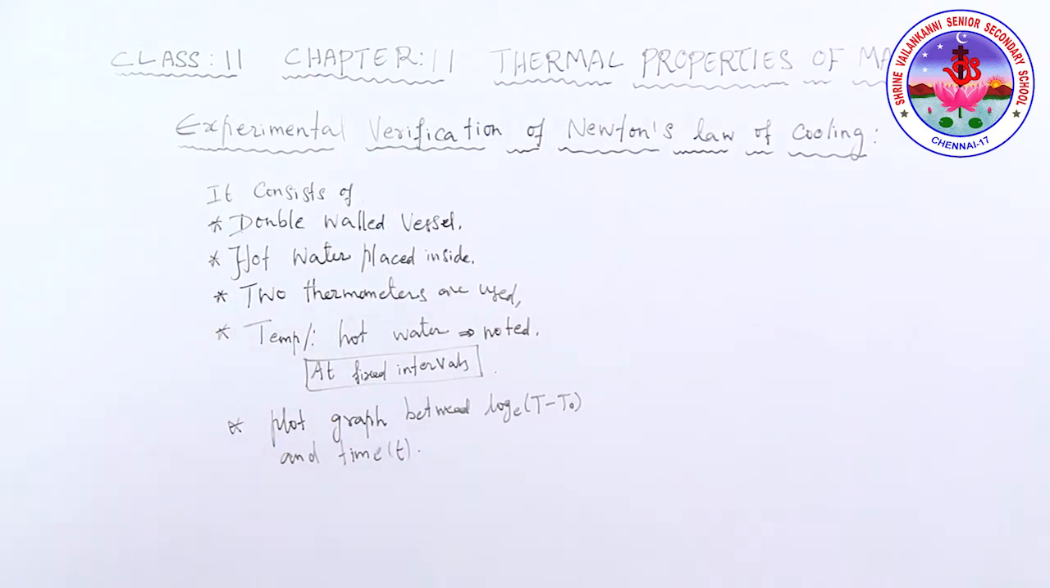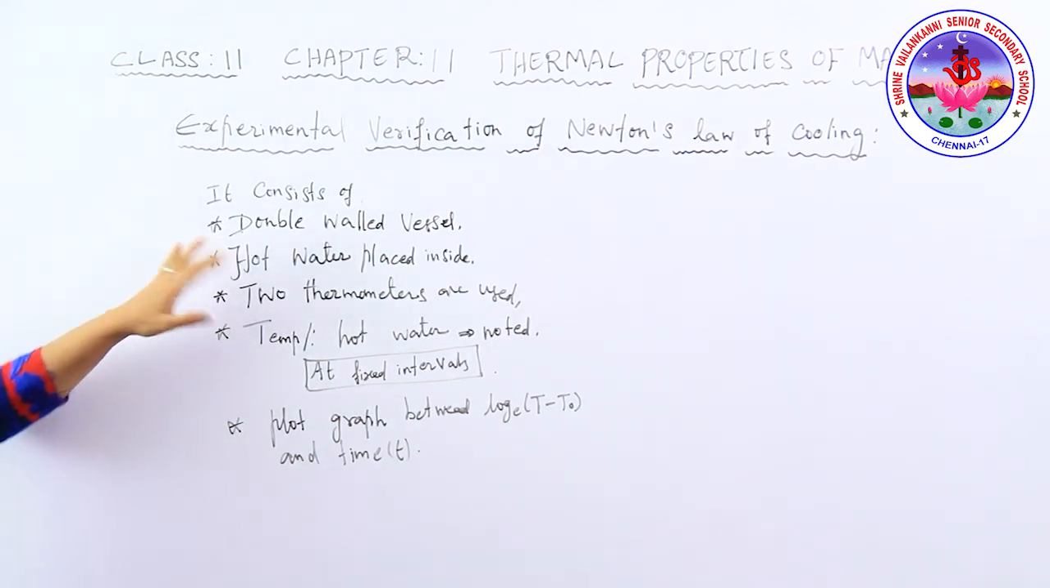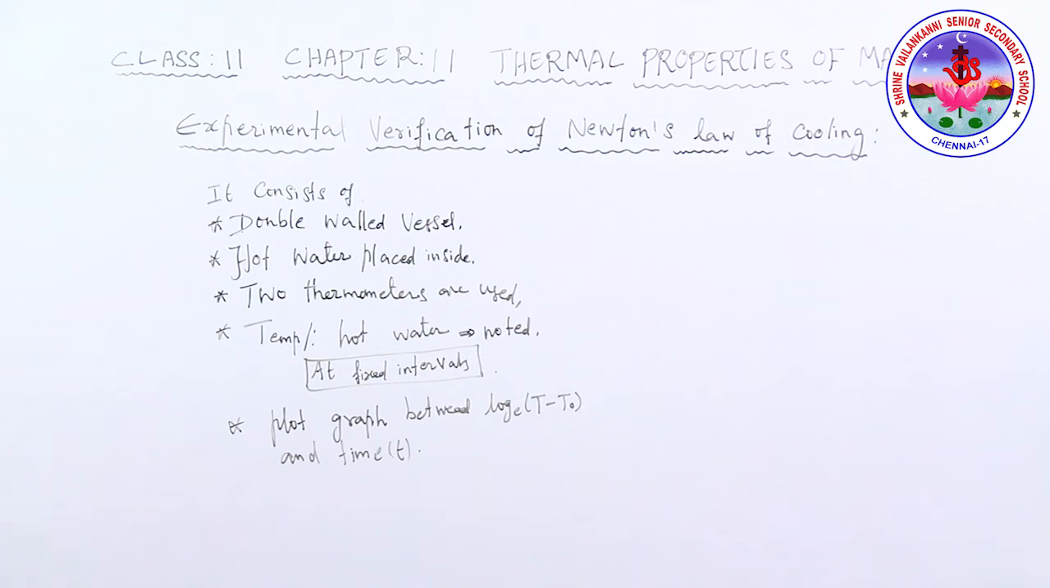See the diagram, students. Actually, this consists of a double-walled vessel containing water between the walls, right? And the next one is a copper calorimeter containing hot water placed inside it, right? And two thermometers are kept with a cork, which are used to note the temperatures. The two thermometers are used for noting down the temperature of the hot water in the calorimeter, and T naught is the temperature of the water between the double walls.